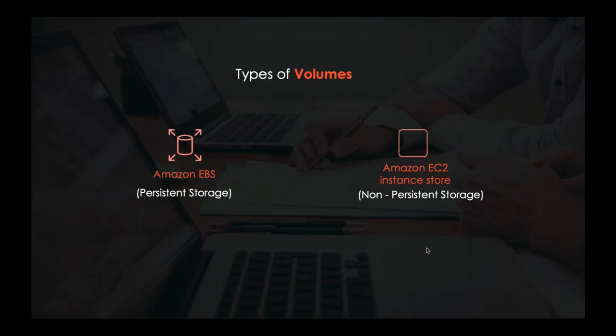Now there are two types of volumes we have seen in our EC2 section. One is EBS, which is a persistent storage system on which whenever you write data, it is actually written on your disk. Whereas there is a non-persistent storage system called instance store. This instance store is the ephemeral storage of your volume. The data persists only till the system is running. Once you stop the machine, your data is no longer available. It's just a temporary storage of your data.